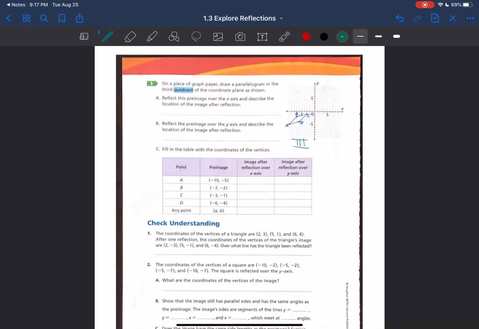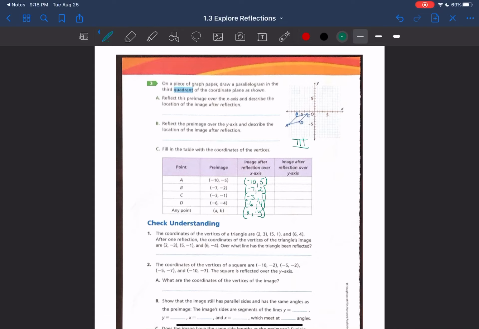When we reflect it over the x, we need to remember that it's not the x value that's going to change, it will be the y value that will change. So all of our x values will remain the same, and we'll take the opposite y value. So let's go ahead and do that. X stays the same, we take the opposite of the y. X stays the same, take the opposite of the y. Again, x stays the same, opposite of the y.